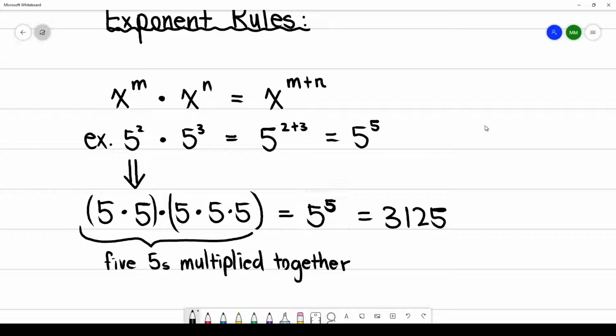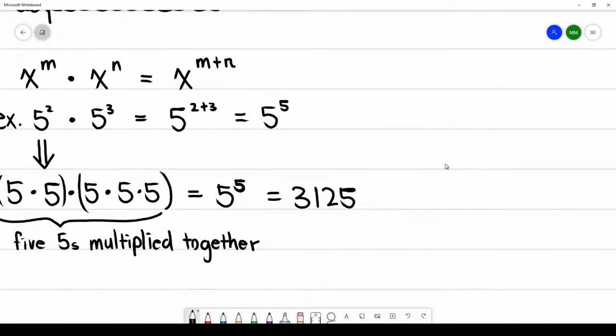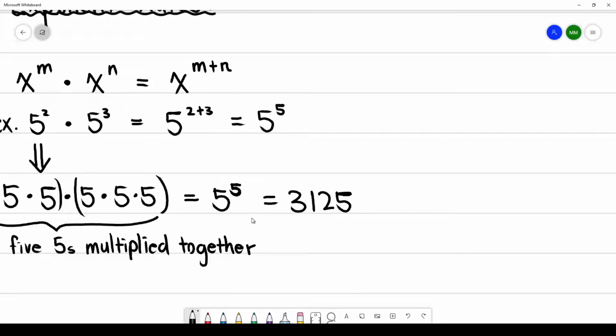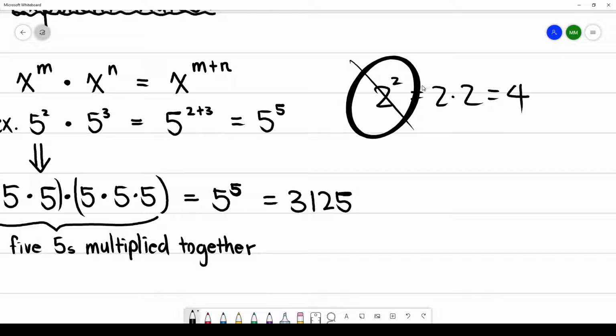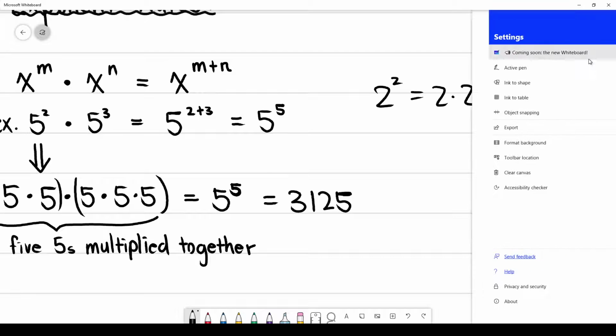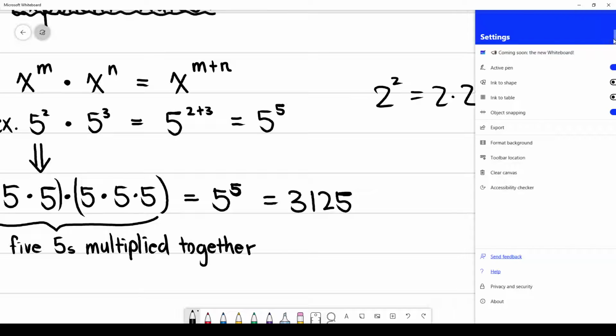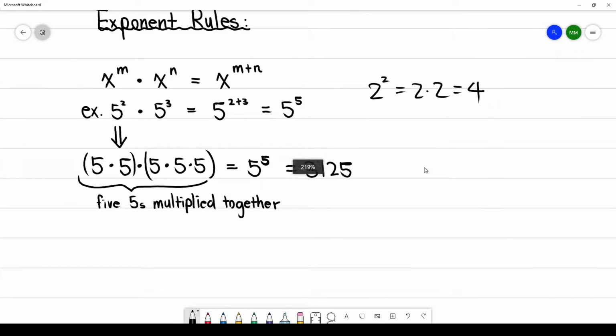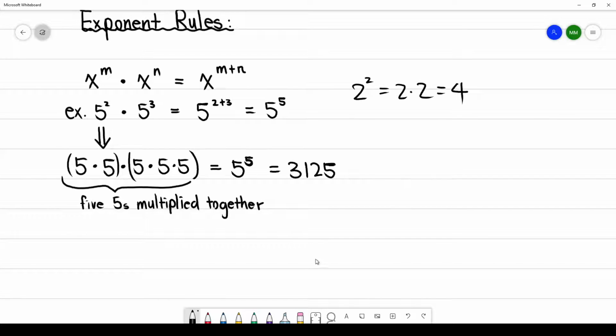But then, of course, what is the borderline? When do we only put it in this form, and when do we find out the actual number? Like 2 to the 2. Well, that's equal to 2 times 2, and that's equal to 4. You don't need to leave it at that. You can just tell me it's 4. 2 to the 2 is obviously 4. Let me just get rid of this. But then 5 to the 5, that's not so obvious. So when do we use the exponent? When do we actually find out the value?